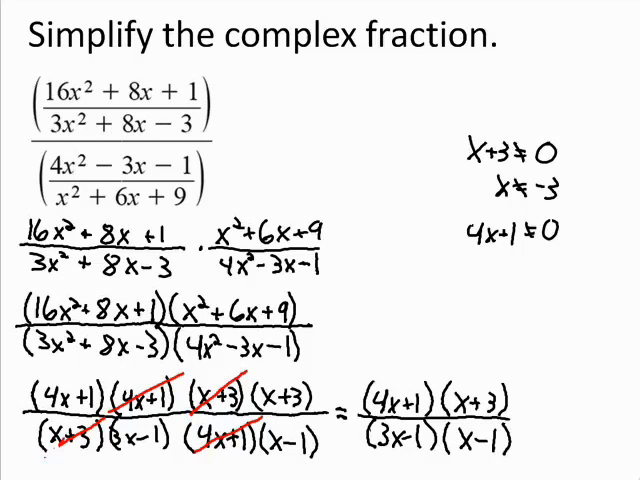In the second one, subtract 1 from each side. 4x cannot be equal to negative 1. Divide each side by 4. X cannot be equal to negative 1/4. The simplified expression is the quantity 4x plus 1 times the quantity x plus 3 divided by the quantity 3x minus 1 times the quantity x minus 1, where x is not equal to negative 3 and x is not equal to negative 1/4.